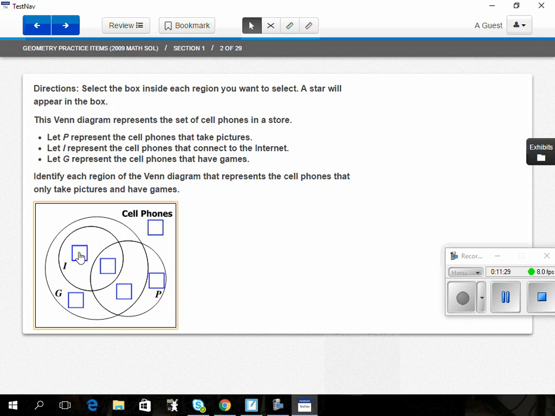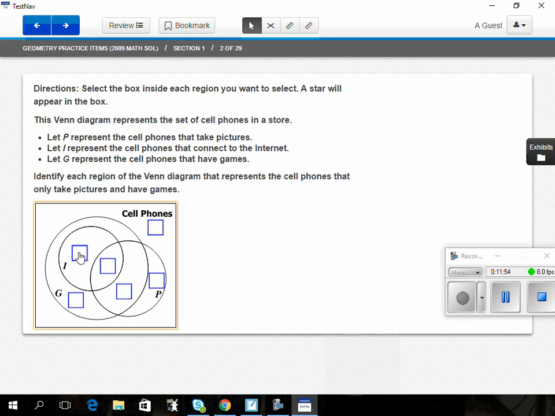It says for us to answer this question, to identify the region of the Venn diagram that represents cell phones that only take pictures and have games. So let's think about looking at the options we have. Next to pictures. So there's more than one thing you're going to select.